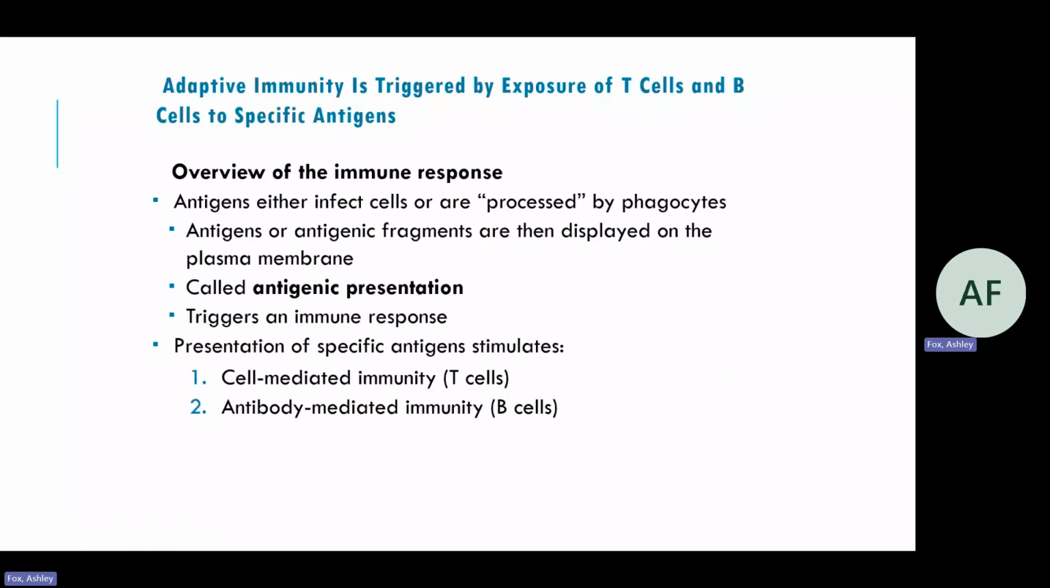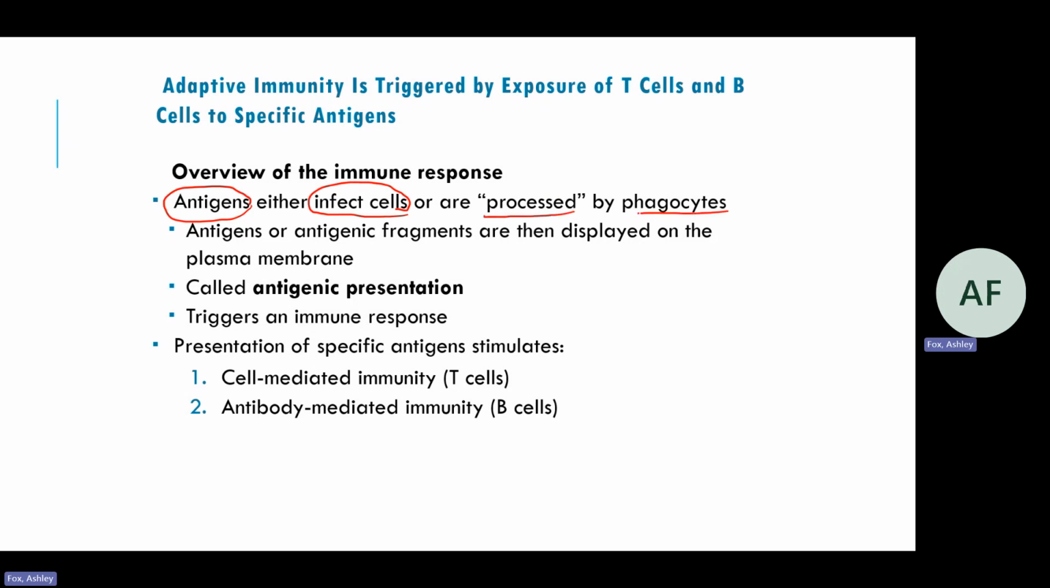So going into more detail of the adaptive immune system. Again, antigens are going to be dealt with in two ways. Anything that causes an immune response is an antigen. If we're talking about a virus or a bacteria, they can either infect cells, meaning they go inside the cells and have their effects that way, or they're processed by our phagocytes.